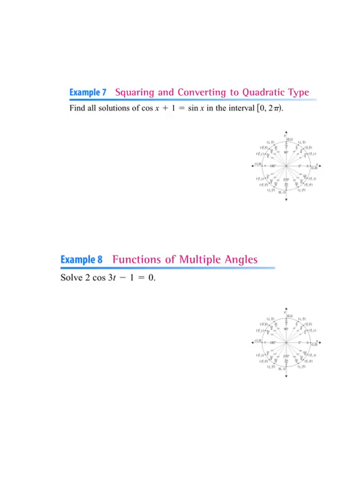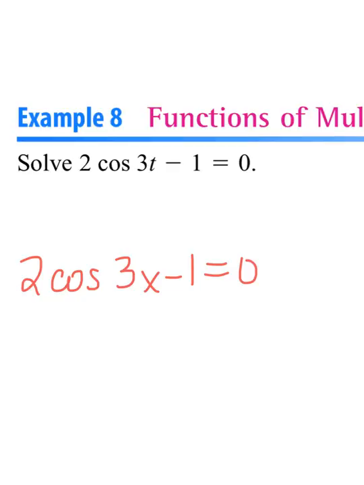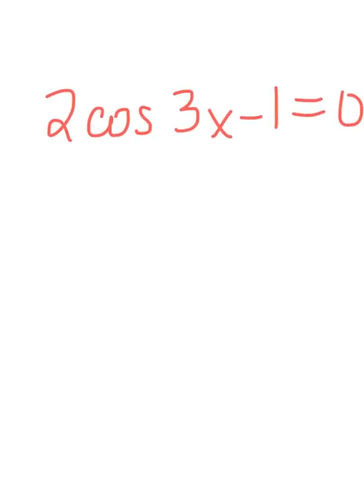All right, let's do the last one. Last thing we're going to look at. I'm going to rewrite this problem because I don't like t's. How is this one different from the other ones that we've done? There's one major difference. Anybody notice? There's a number before the x, okay? This is called a multiple angle problem.